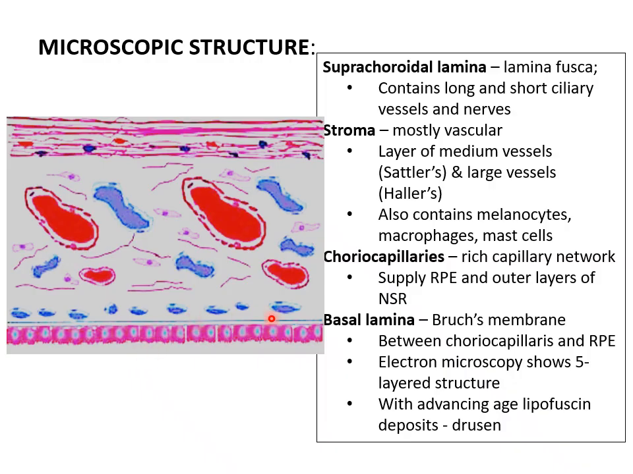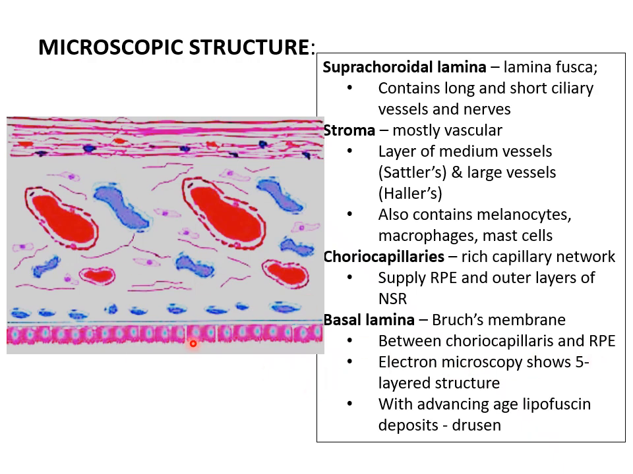nuclear layer. And lastly, there is a basal lamina or the Bruch's membrane. So this is the Bruch's membrane. It is the layer between the choriocapillaries and the RPE. RPE technically becomes a layer of the retina, right? So between these two structures, the choriocapillaries and the RPE, is a basal lamina, which is the Bruch's membrane, which is the last layer of the choroid.